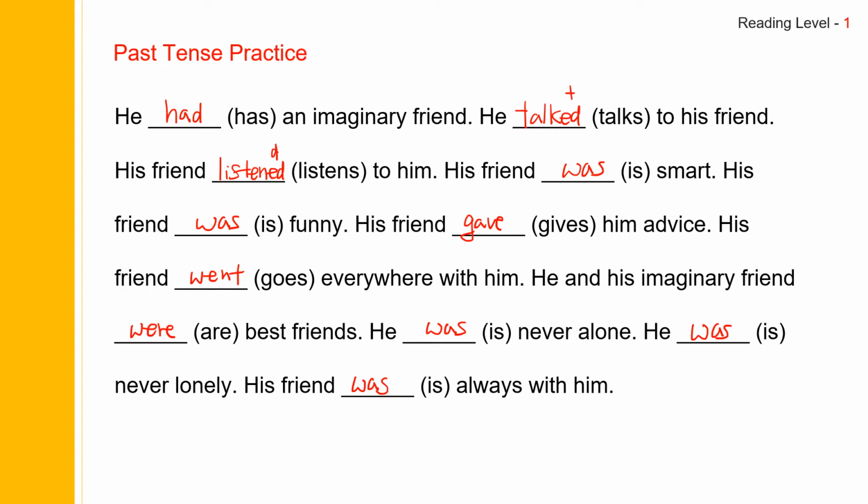Okay, let's read the story in past tense. He had an imaginary friend. He talked to his friend. His friend listened to him. His friend was smart. His friend was funny. His friend gave him advice. His friend went everywhere with him. He and his imaginary friend were best friends. He was never alone. He was never lonely. His friend was always with him.